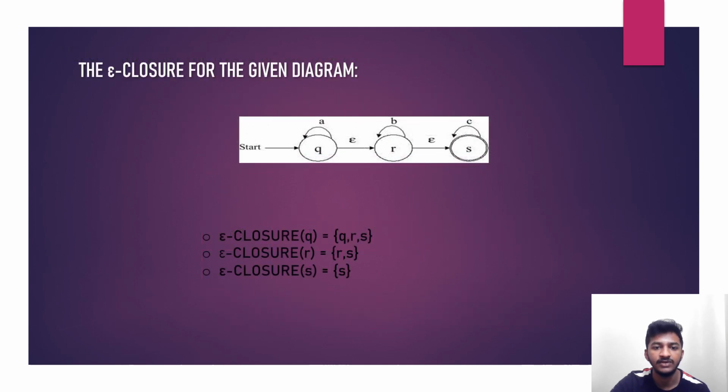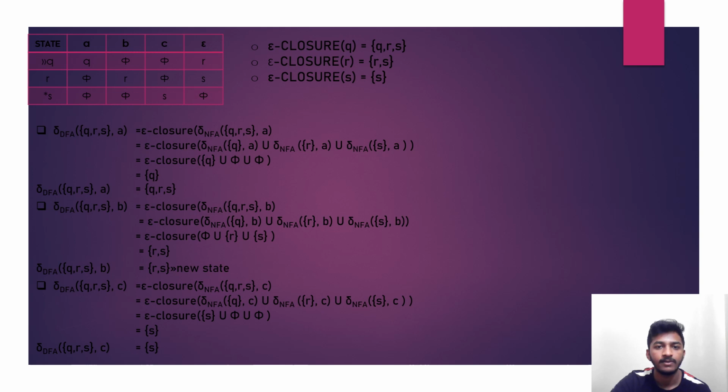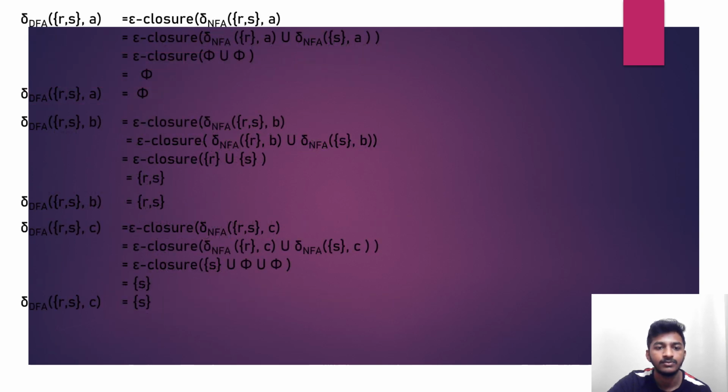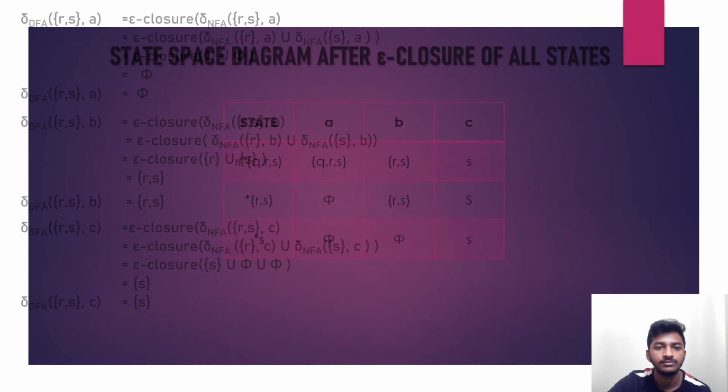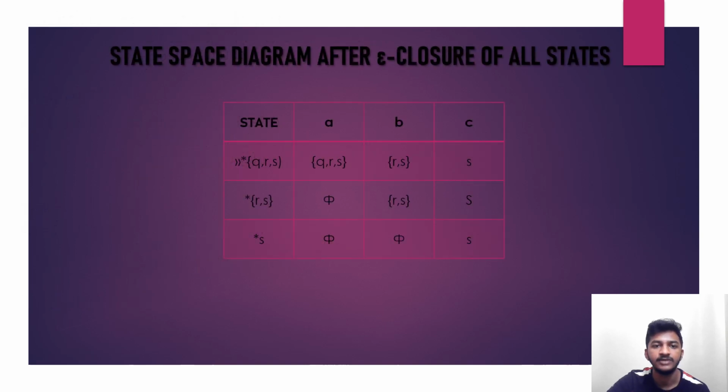The epsilon naught closure for the given diagram. The epsilon naught closure of Q equals Q, R, S. The epsilon naught closure of R equals R, S, and the epsilon naught closure of S equals S. Look at the problems which are solved by using these transition tables. Hence, the state space diagram after the epsilon naught closure of all the states.